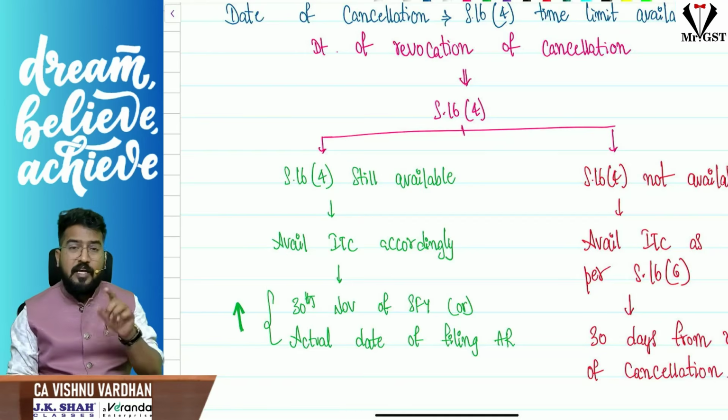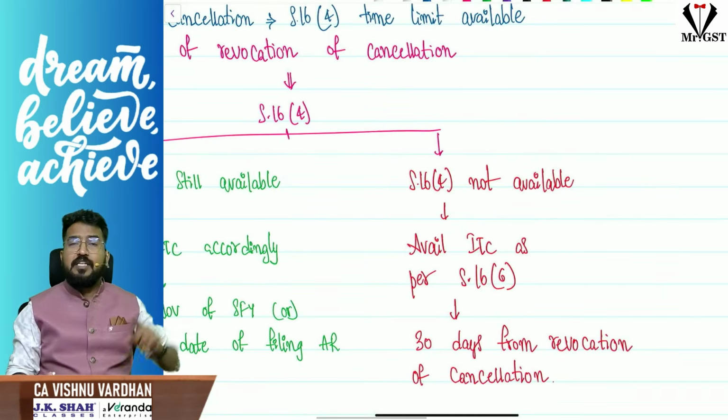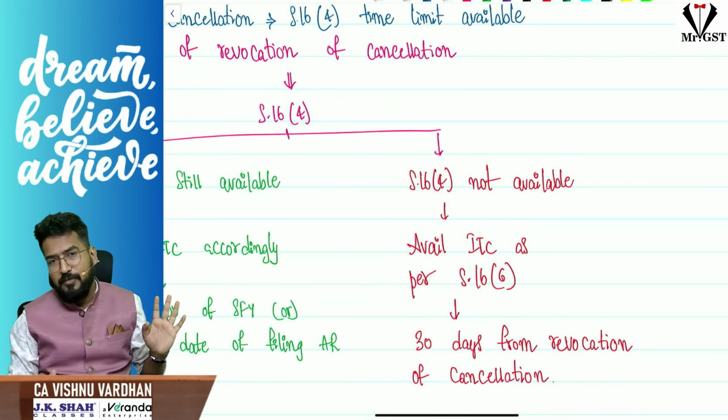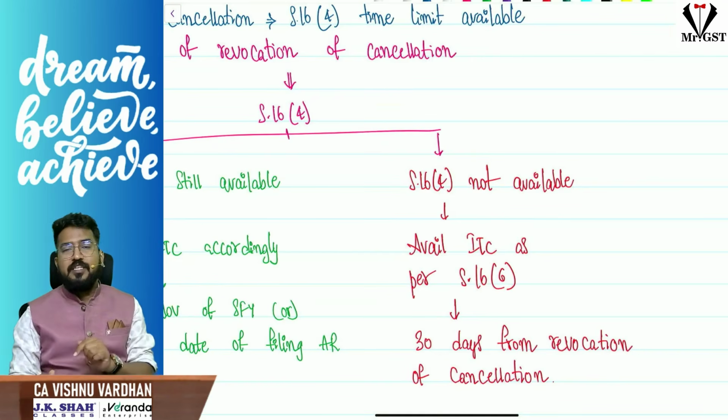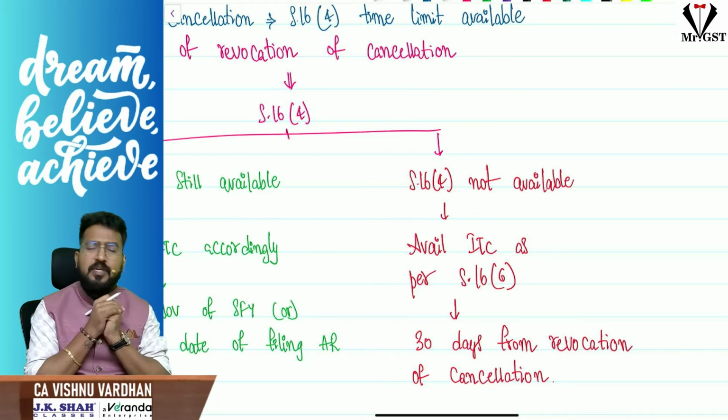But sir, I'll give you an example also for this, so please wait. But sir, at the time of cancellation, the 16 subsection 4 time limit was available, but at the time of revocation, the 16 subsection 4 time limit was not available, sir. Then what should I do?